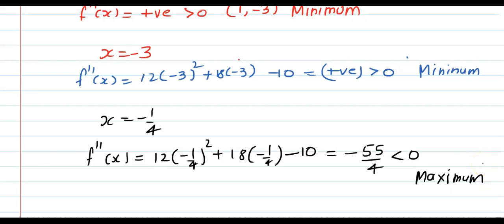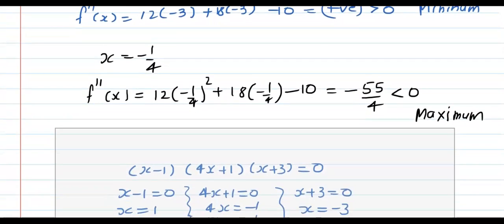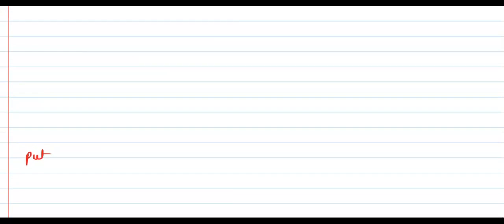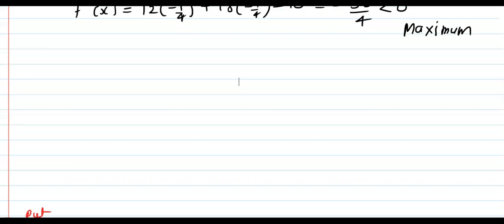Okay, is that fine? Now what we need to do is sketch this graph. The sketching part is very easy, and I'm going to show you how to sketch it. So let's sketch the graph. We got 3 points here and we are using the bridge method. Let me write down the points first.